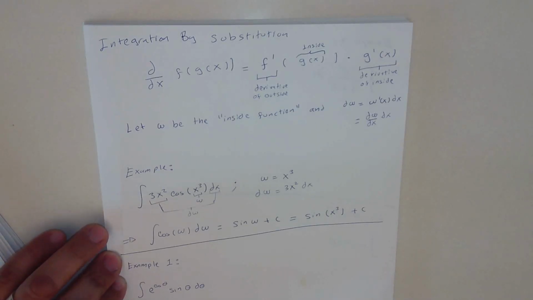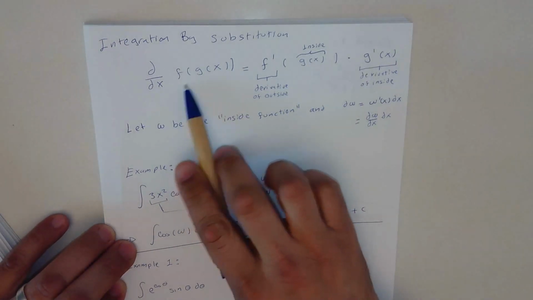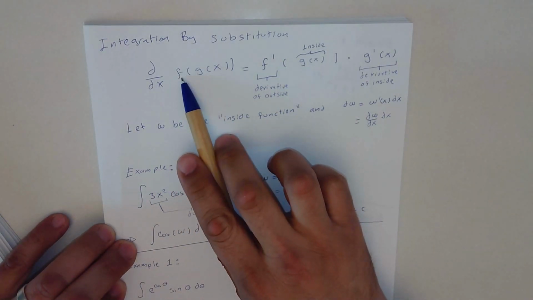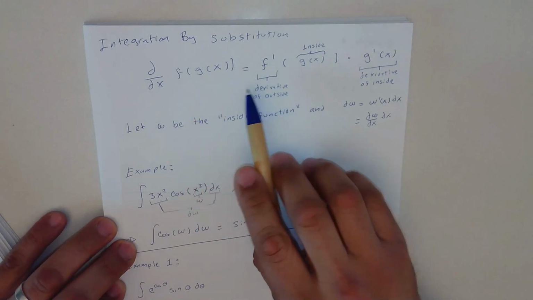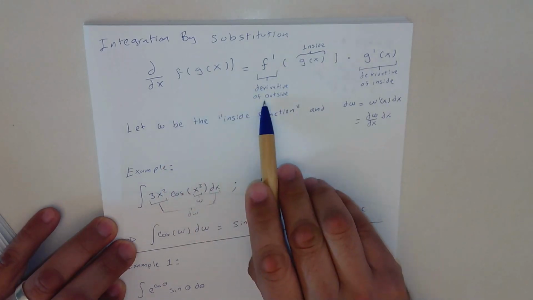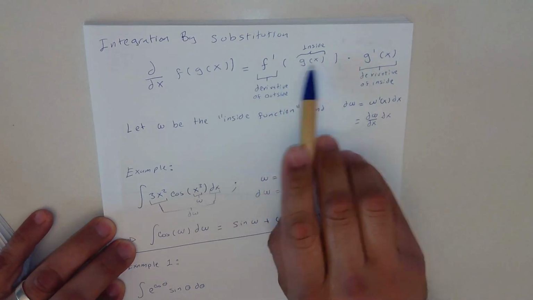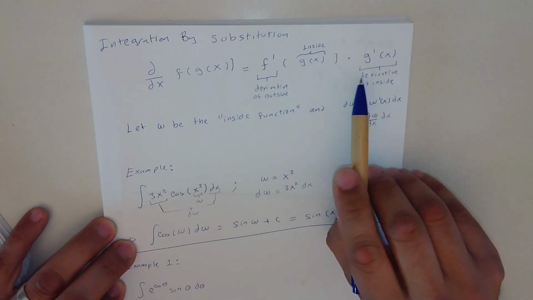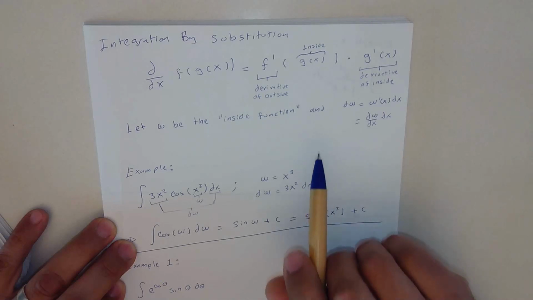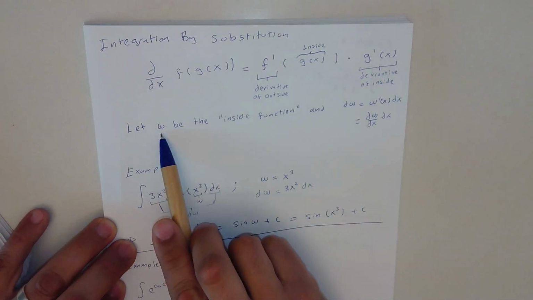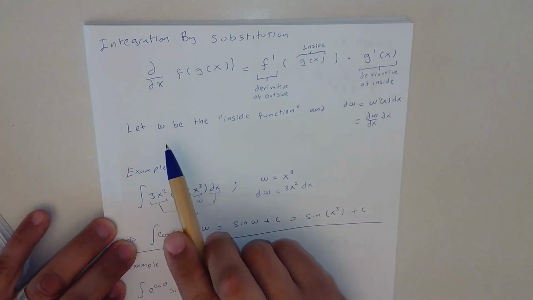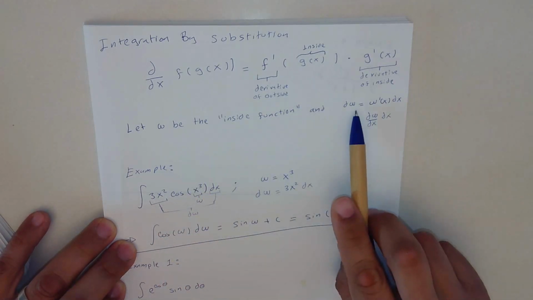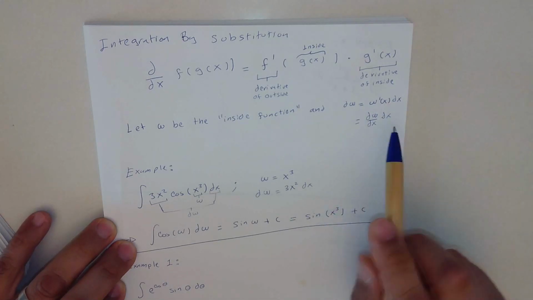Okay, now let's see how we can get the antiderivative using substitution. The idea behind substitution is that if we have a composed function, where a function is inside another function, the derivative will be the derivative of the outside, keeping the inside as it is, multiplied by the derivative of the inside function. Now, what we need to do is substitute w for what we believe is the inside function. Then we calculate the derivative, and then we do the substitution.